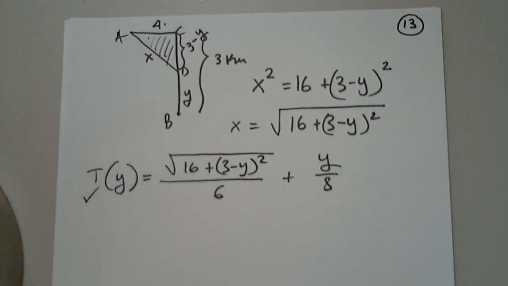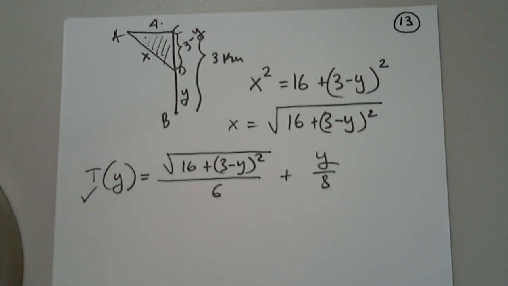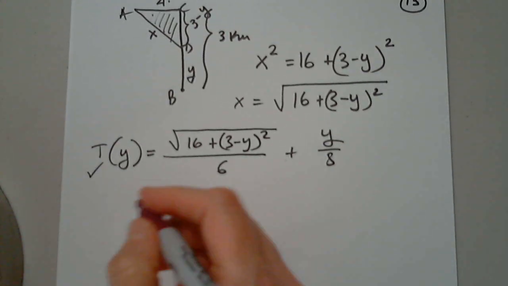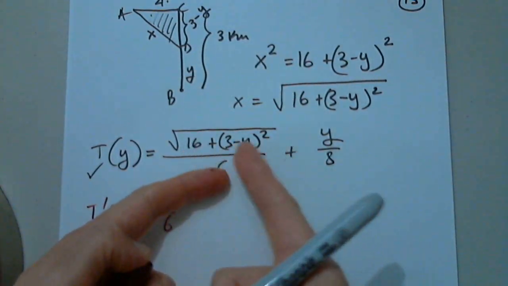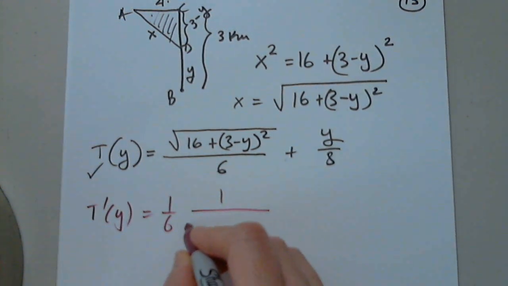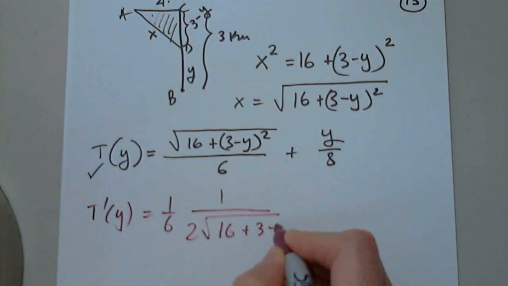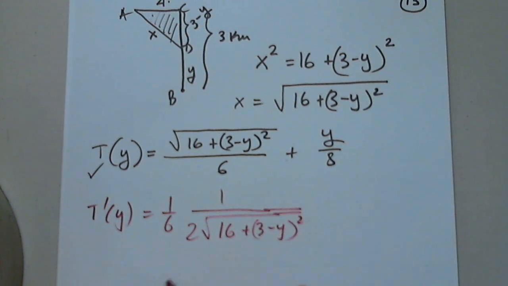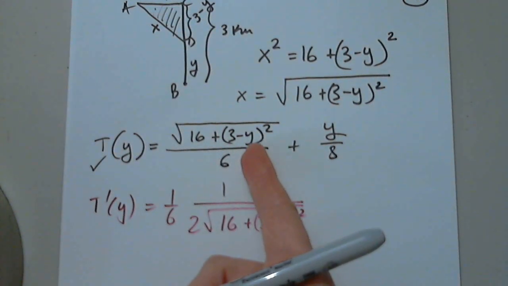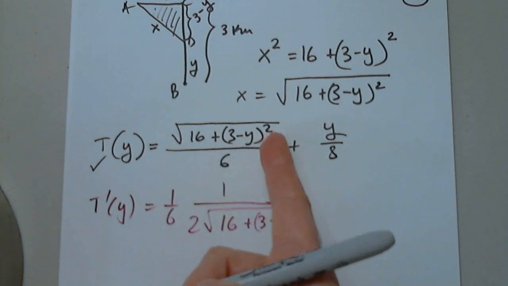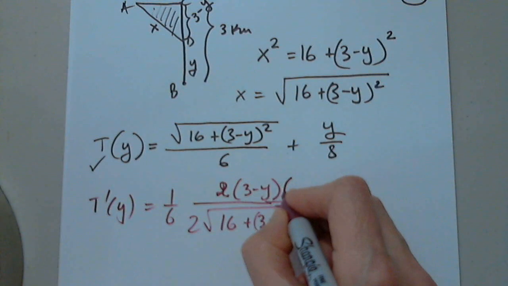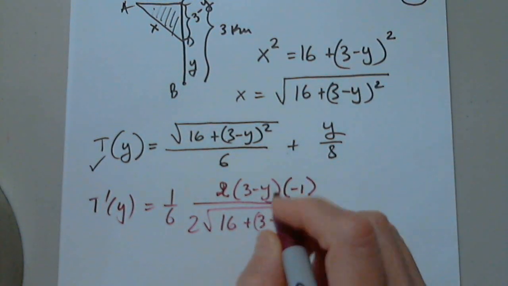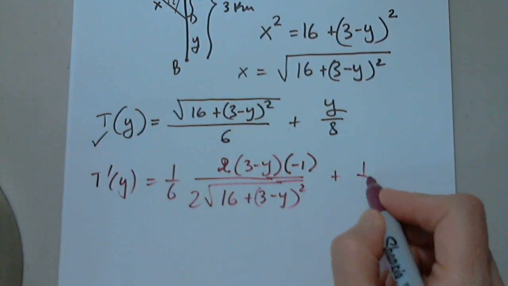From this point on, all I need to do is, you know the whole thing, t prime. So I'll put 1/6 in front, and I will differentiate this. 1 over 2, the square root of 16 plus 3 minus y, everything squared, times the inner function prime. 16 prime is 0 plus 2, 3 minus y to 2 minus 1 times negative 1, plus 1 over 8.